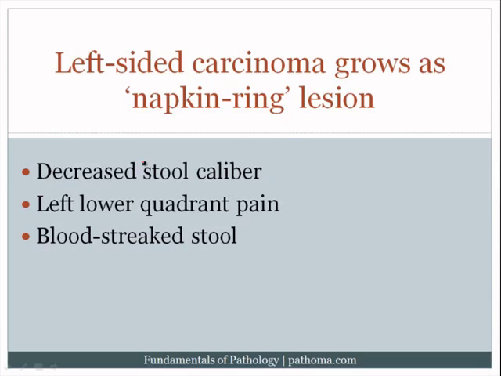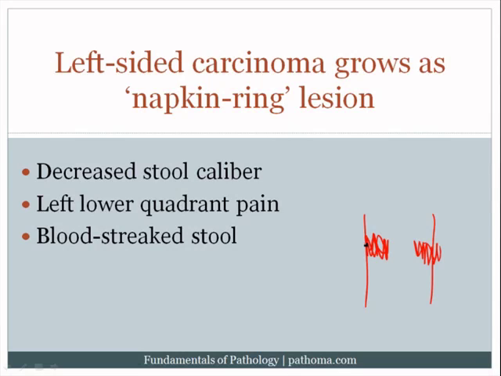Left-sided carcinoma usually grows as a napkin ring lesion, and the idea here is that if you've got a left-sided cancer, it tends to grow circumferentially around the entire lumen, and it squeezes down on the lumen as if a ring would squeeze on a napkin. And so they call that a napkin ring lesion.